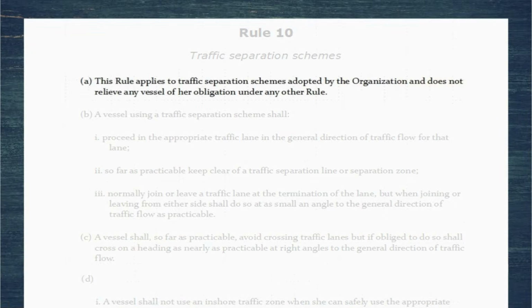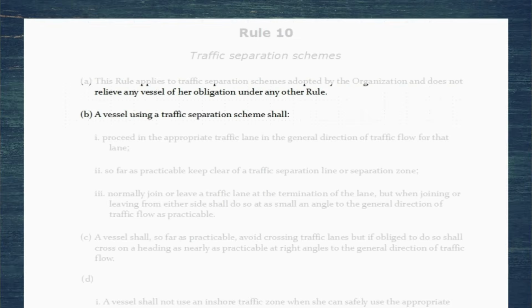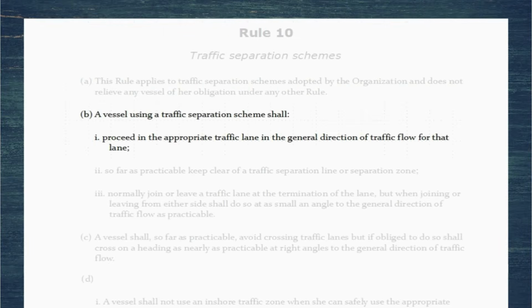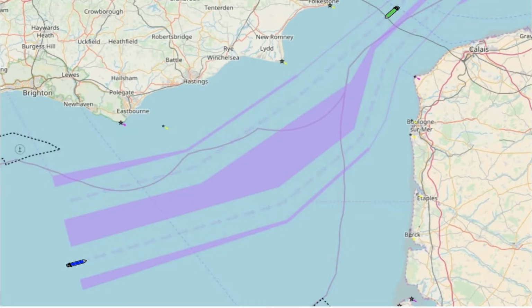Well, this rule applies to traffic separation schemes adopted by the organisation and does not relieve any vessel of her obligation under any other rule. So the TSS must be adopted by the IMO and all the other rules still apply. A vessel using a traffic separation scheme shall proceed in the appropriate traffic lane in the general direction of traffic flow for that lane. So we can see now these two vessels are following the traffic separation scheme. They're in the appropriate lane following the general direction of flow as indicated by the arrows.